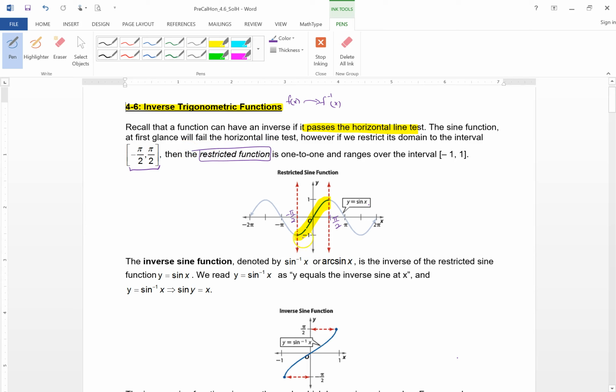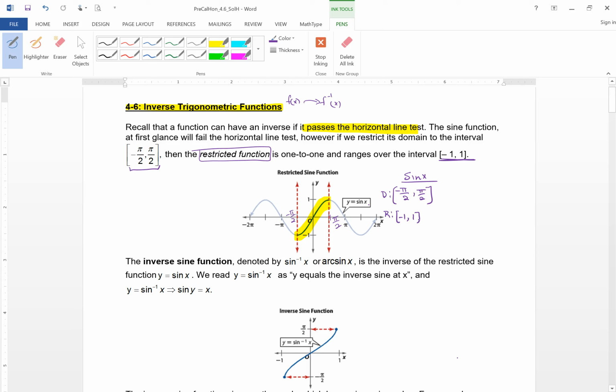So if the domain is from negative pi over 2 to pi over 2, we know that because it's a sine graph, the range is always negative 1 to 1, right? So for the sine of x, we restricted the domain from negative pi over 2 to pi over 2. This is the domain. And we said the range is negative 1 to 1, okay?